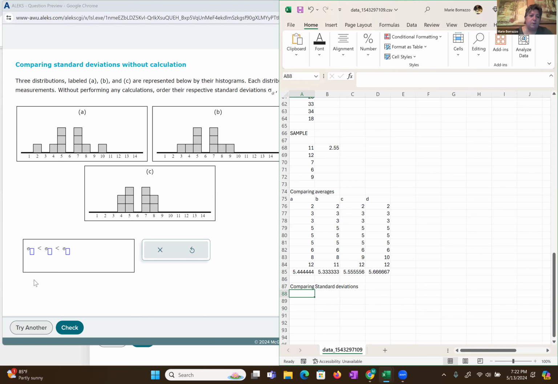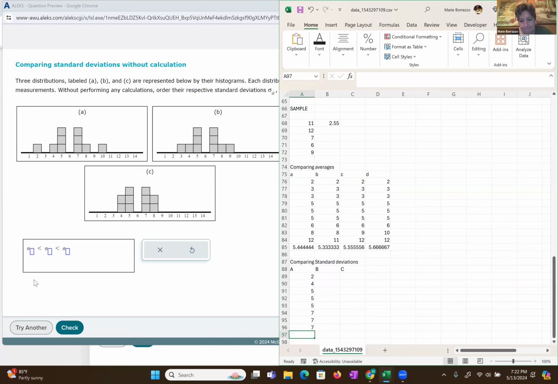Okay, so in this one, for example, we're going to call them A, B, C. Going to go up and down. So in A, we're going to go with 2, a 4, 3 5s, 3 7s, an 8, and a 10.